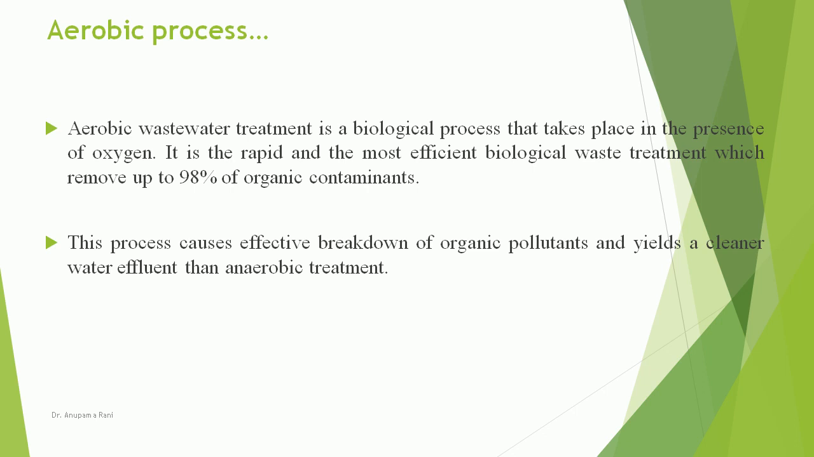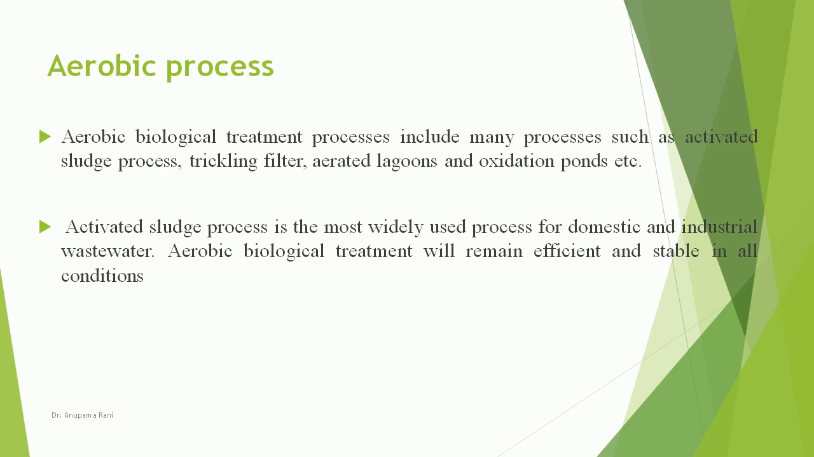It is the rapid and the most efficient biological waste treatment, which removes up to 98% of organic contaminants. This process causes effective breakdown of organic pollutants and yields a cleaner water effluent than anaerobic treatment. Aerobic biological treatment processes include many processes such as activated sludge process, trickling filter, aerated lagoons and oxidation ponds, etc. Activated sludge process is the most widely used process for domestic and industrial wastewater.